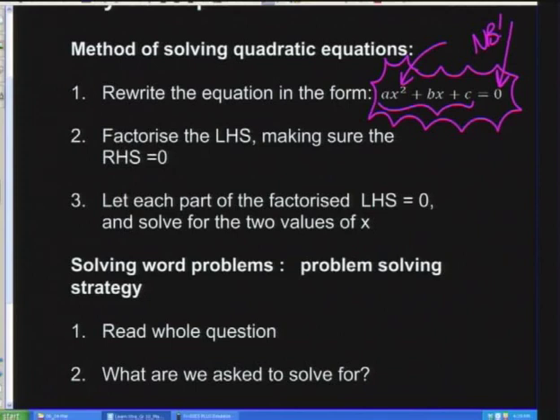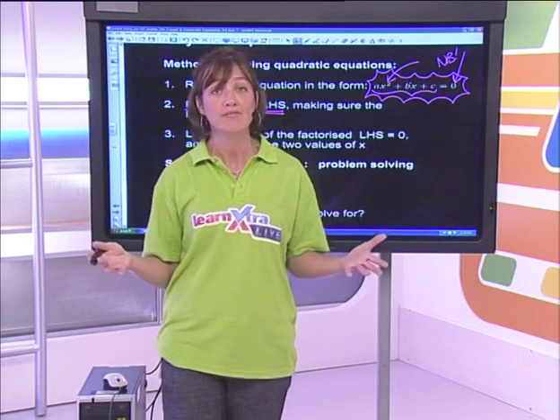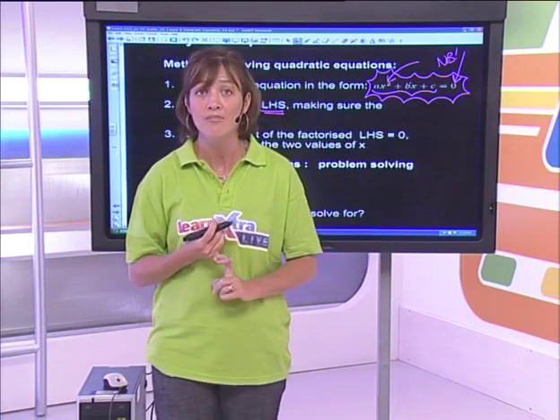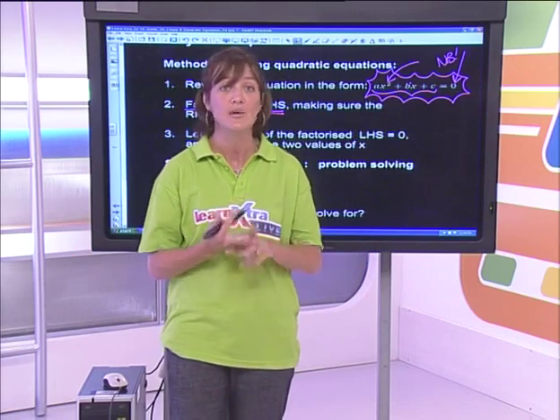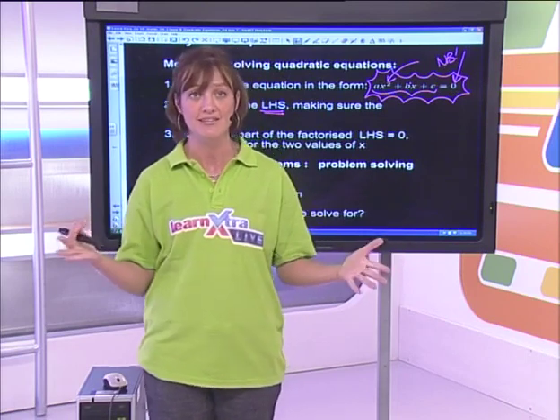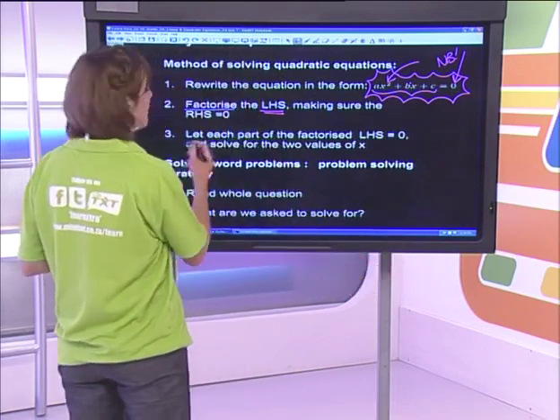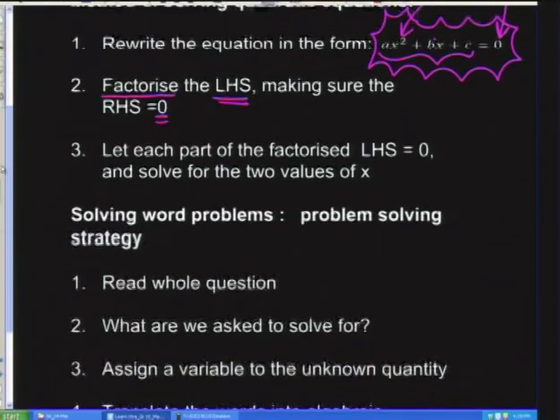Once it's in that form, the next step is that we are then going to factorize the left-hand side. Whatever is on this side over here gets factorized. And we do that by the various methods of factorizing: highest common factor, difference of 2 squares, trinomial, whatever is necessary. And we again make sure the right-hand side is equal to 0.